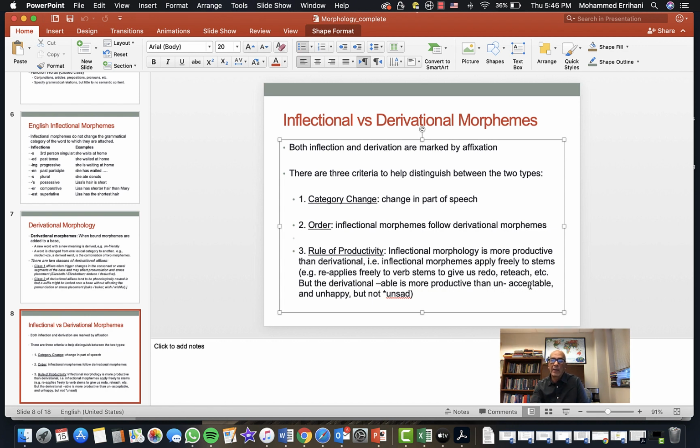Well, here's, I didn't even see this. Acceptable. So you accept, you add able, acceptable, or you can add un, unacceptable, and unhappy. But you cannot say unsad. On the other hand, for inflectional morphemes like s, you can add it to any word and it will always mean the same thing. But some of these derivational morphemes cannot be added all the time to every single word and have the same meaning, and therefore we call them less productive than the inflectional morphology.